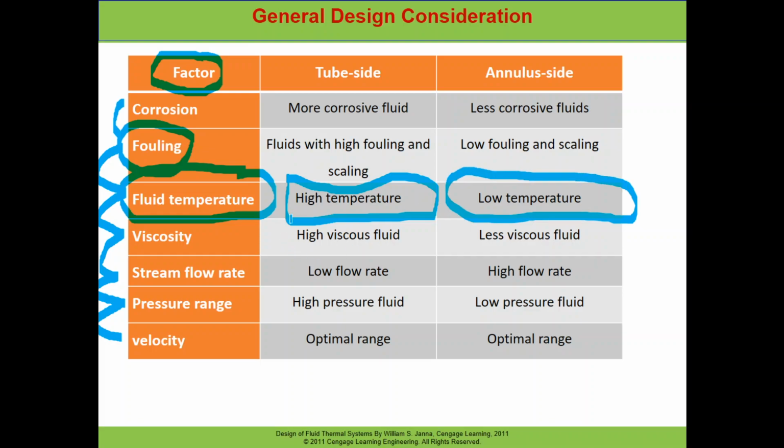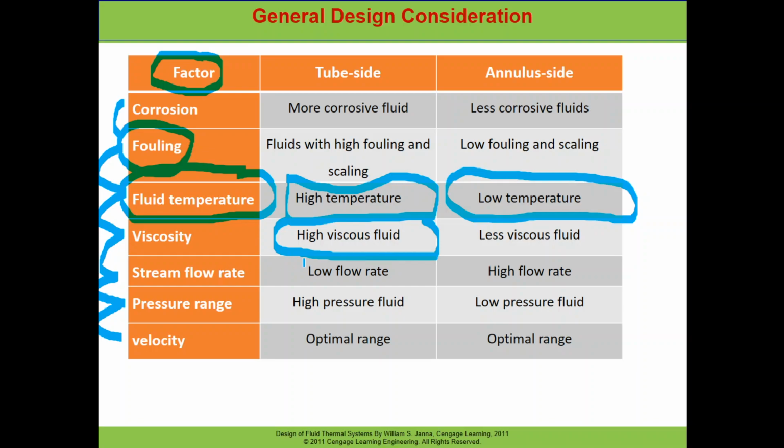Viscosity is related to the pressure drop, and this is related to the surface area. If the fluid is put inside the tube, then the fluid will have less contact surface area as compared to when you put the fluid in the annulus part. If it is in the annulus, then it will have more contact surface area and it will cause more friction losses. So it is better to put the fluid with higher viscosity inside the tube.